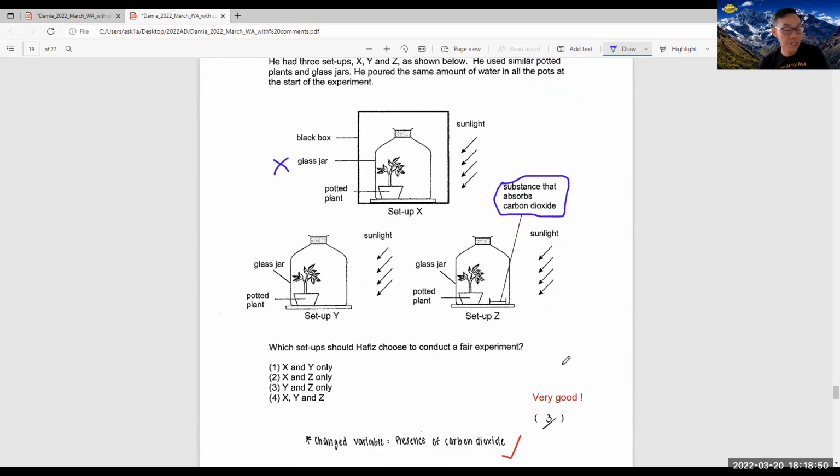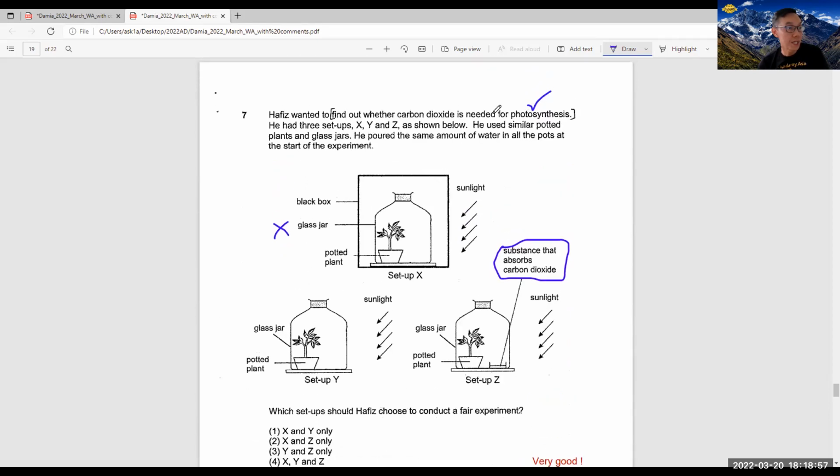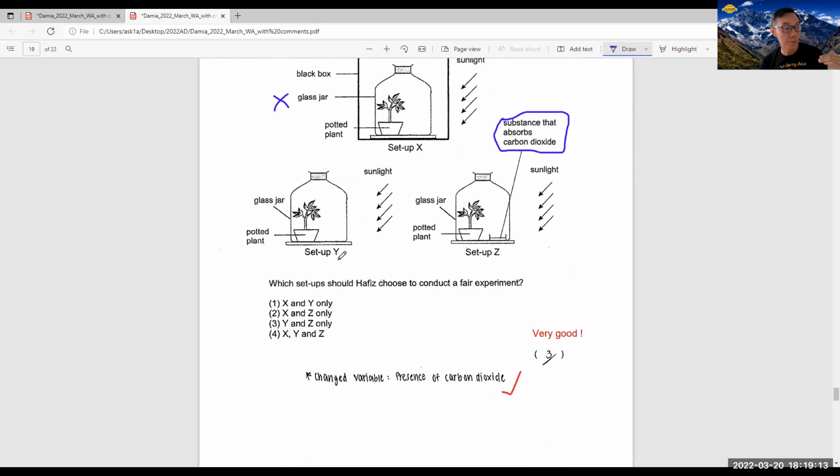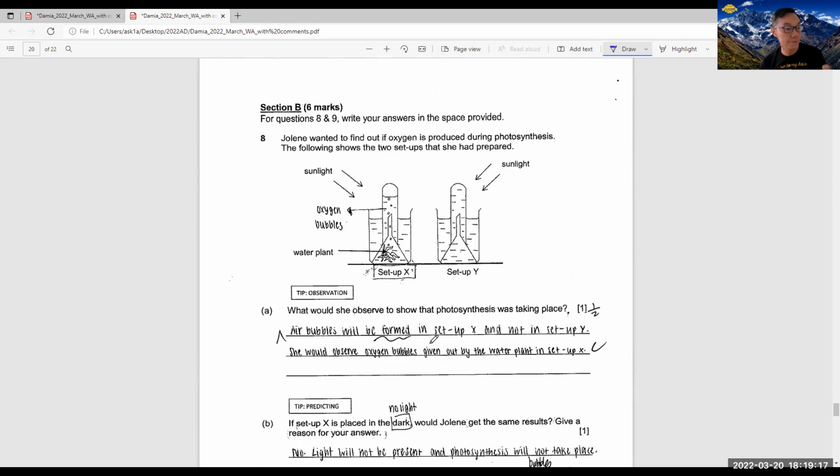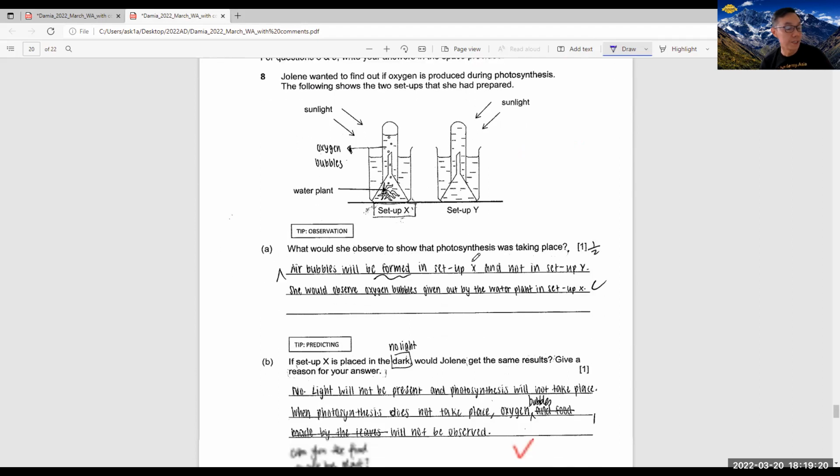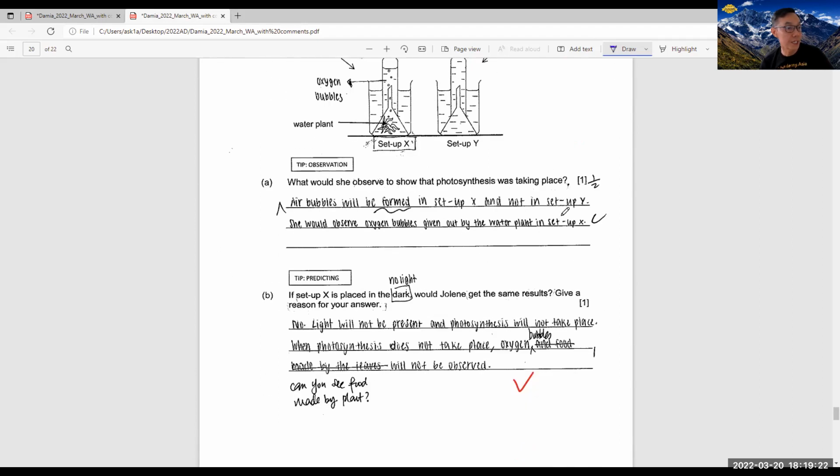Okay, next question. This question she did very well. So I give her a comment, very well, because this question actually measures whether carbon dioxide is needed for photosynthesis. For photosynthesis, we need light, right? So definitely this setup X is out of the question because we are not measuring light, we are measuring whether carbon dioxide is needed. So it's setup Y and Z. Good.